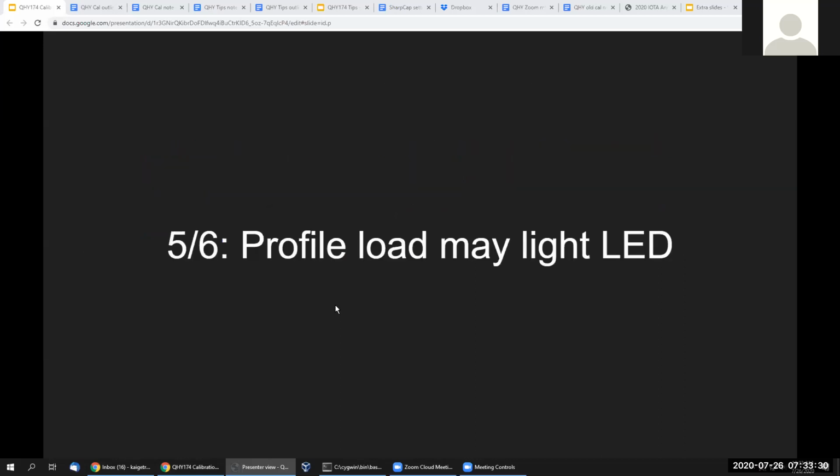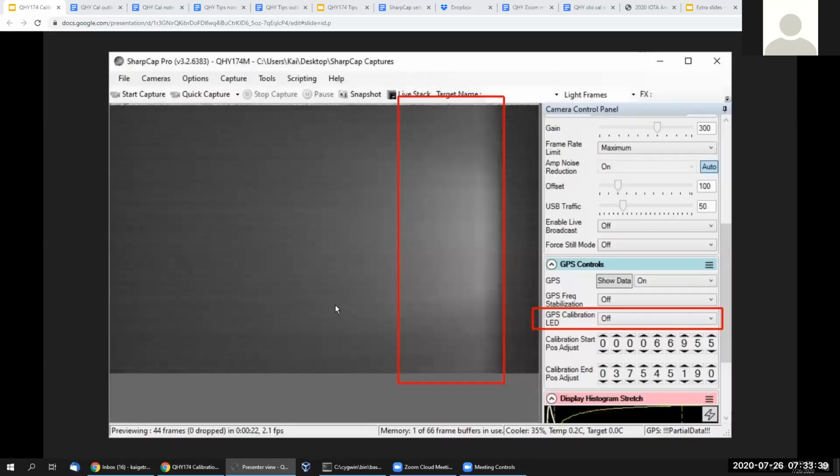Fifth, this is getting a little less irritating, hopefully. When we load a profile, it might light the calibration LED. Here I've loaded a profile that has my calibration LED set off. As you can see, I have it set off, but clearly we're seeing it. I deliberately made this appear by setting my start pause high enough that the LED was still visible during exposure. But again, it says off, it should be off, and it's not. So the load profile has some issue where it can leave the LED on, and I'm not sure why. I don't know if this is a SharpCAP issue or a QHY issue or some integration between the two.